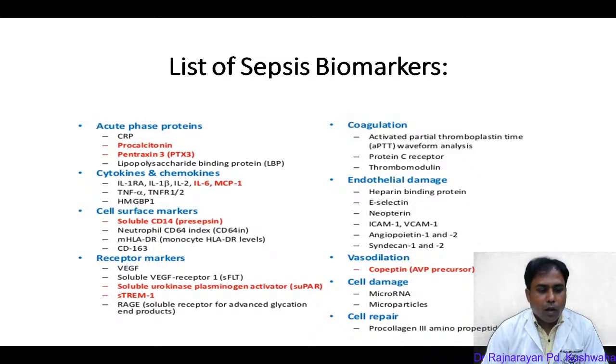sTREM1 receptors. There are also some coagulation biomarkers like APTT, activated partial thromboplastin time, and protein C. Endothelial damage biomarkers include thrombomodulin, heparin binding protein, E-selectin, and neopterin, and the vasodilation biomarker is copeptin, an ADH precursor. For cell damage, the biomarkers are microRNA or microparticles. These are the new biomarkers that came. And for cell repair it is procollagen 3 amino-terminal polypeptide.